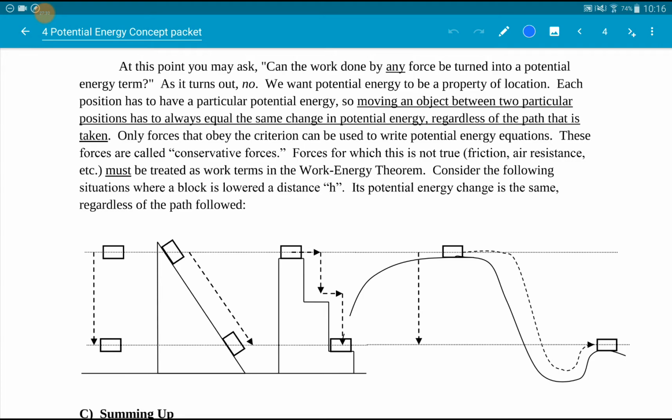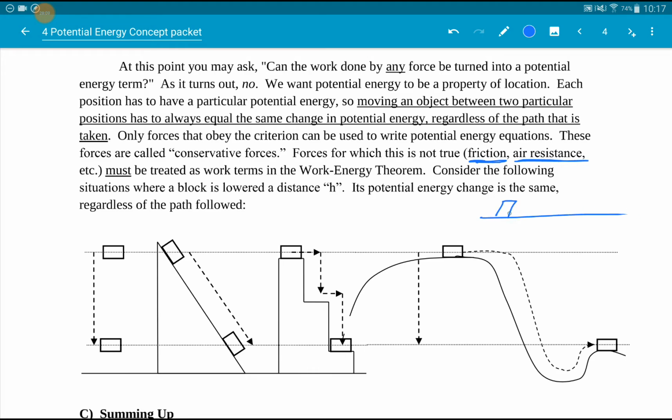Interesting. Only forces that obey the criteria can be used to write potential energy equations. These forces are called conservative forces. Forces for which this is not true, like friction or air resistance, must be treated as work terms in the work energy theorem. Why is that true for friction and air resistance as two examples there? Do we want to do friction or air resistance? Let's take friction. We've talked about that a little bit more.